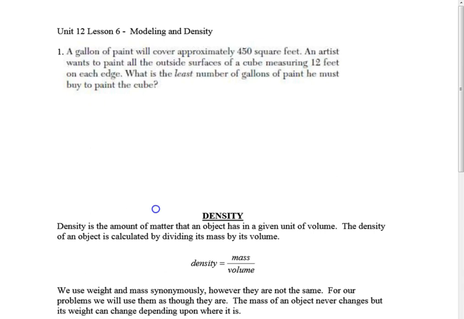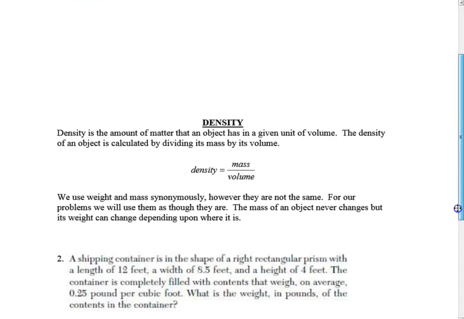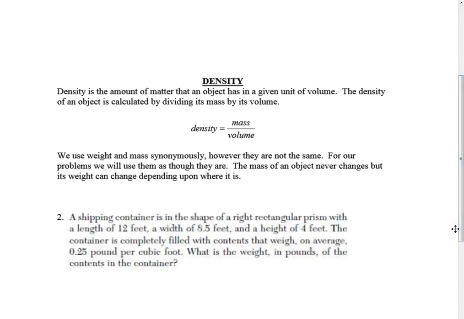We're going to look at modeling and density. Now, the formatting of this is a little funky. I'm going to skip around, and density is a big topic. The questions are pretty in depth with it, so we're going to have to take our time working through these.